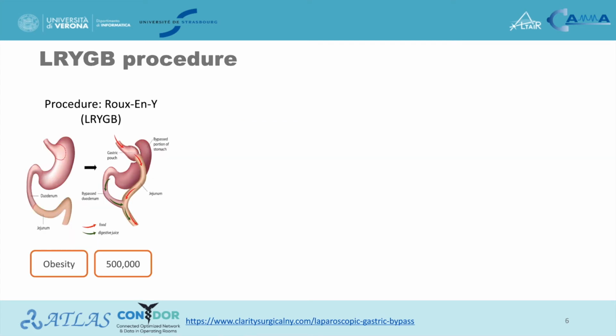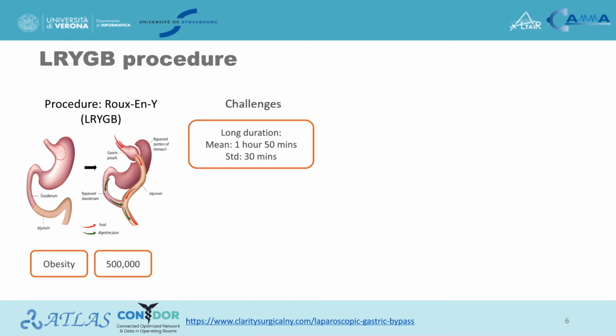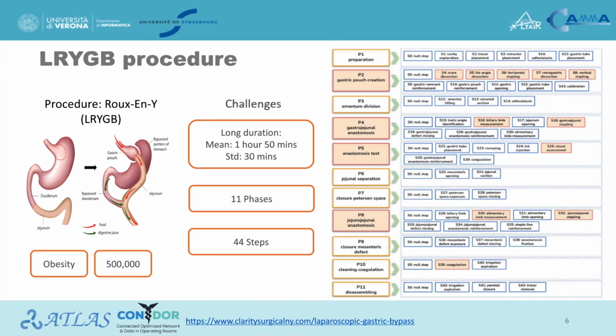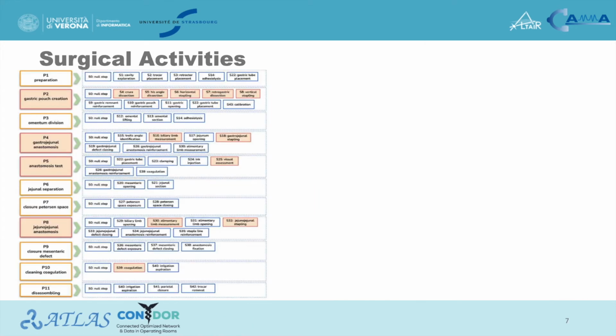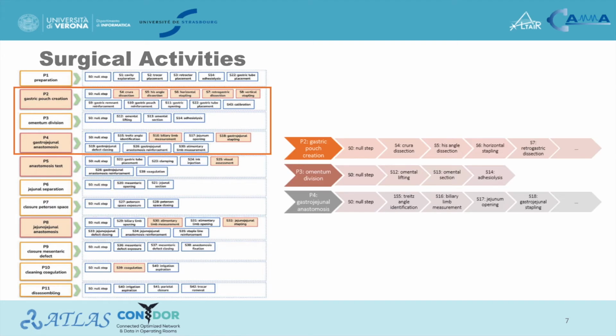LRYGB procedures are complex and challenging, where the duration of a procedure has a mean of 1 hour 50 minutes with a standard deviation of 30 minutes. The whole surgical workflow can be decomposed into 11 phases and 44 steps. The list of all these phases along with the corresponding steps can be seen in the image. For example, P2 here is a phase which corresponds to gastric pouch creation, which consists of crural dissection, hiatal dissection, horizontal stapling, retrogastric dissection, and so on.